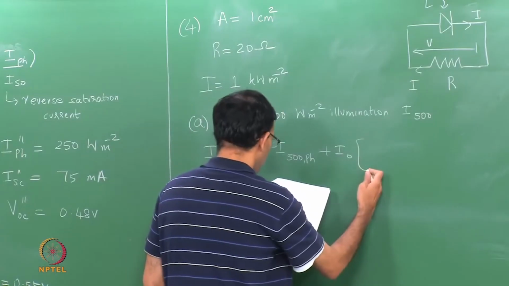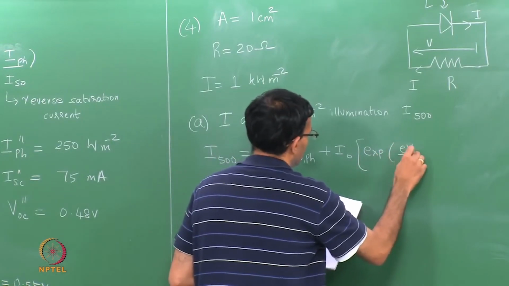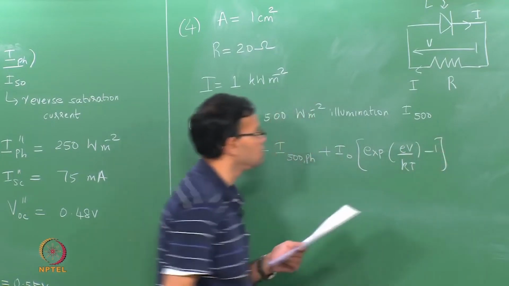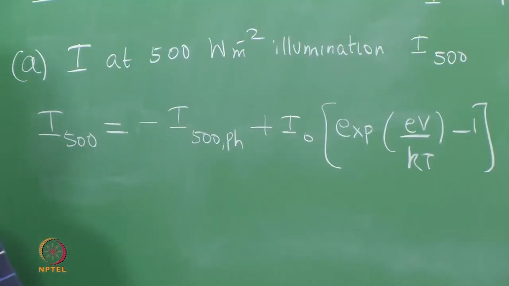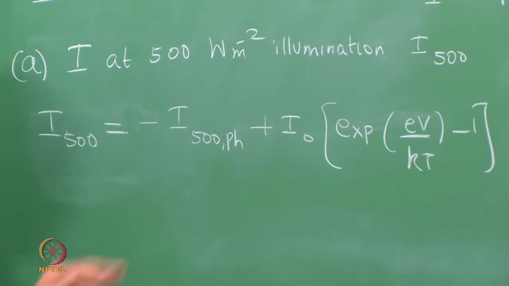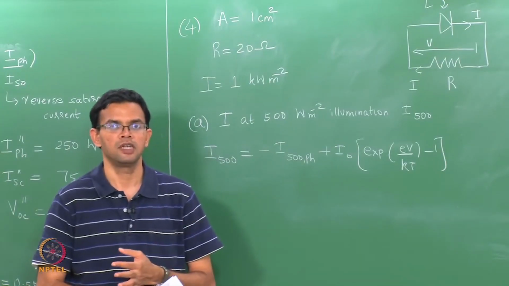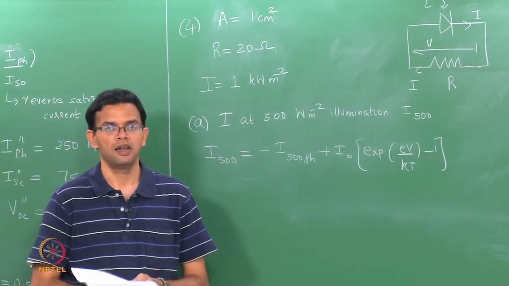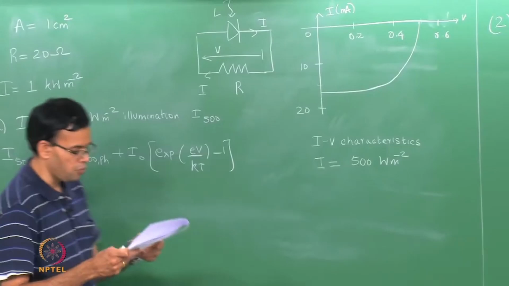This is given as I naught exponential EV over kT minus 1. So, this is a general expression that relates the current at a particular intensity to both the open circuit current, the short circuit current, and also the voltage when you have some external load R sitting on the system.